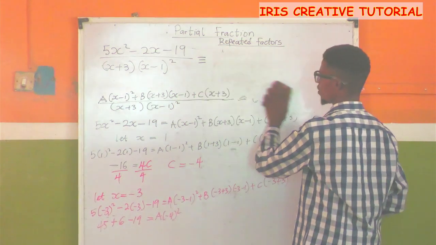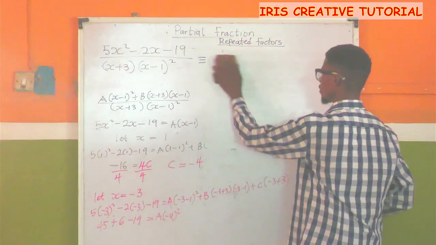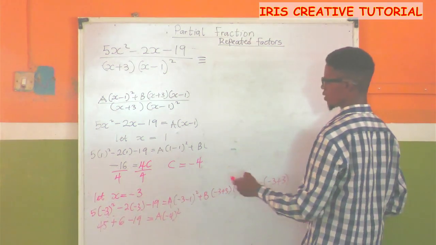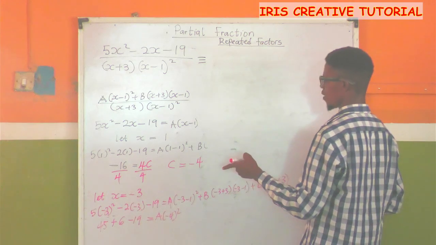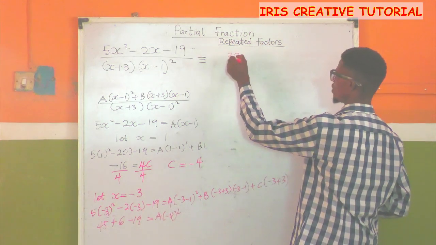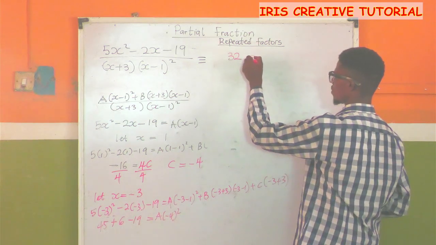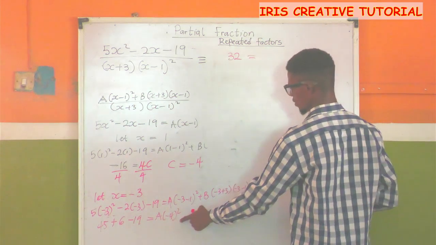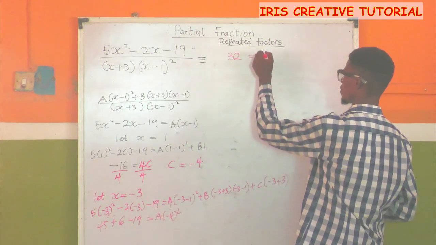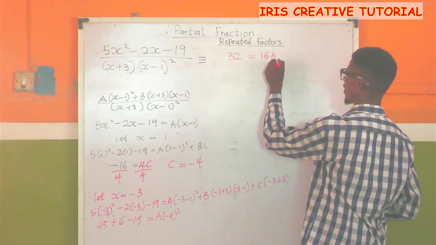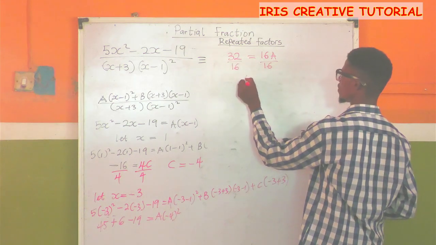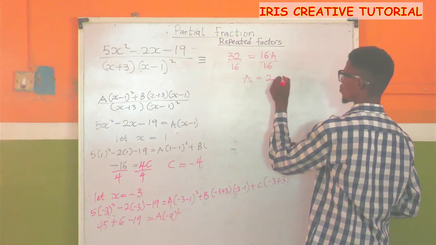I hope you are following what we've done here already. So let me repeat what I've written here now. So we have 45 plus 6, that is 51 minus 19. We're going to be left with 32. So when you do the addition and subtraction, then you should have 32 equals 16a, right? So this is 16a. So if I divide both sides by 16, a is equal to 2.